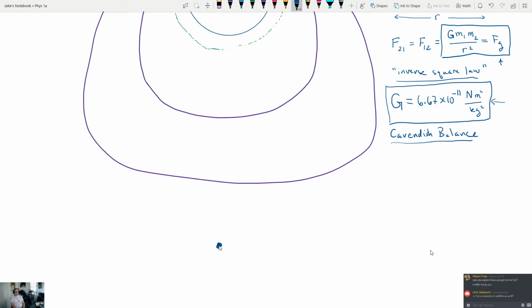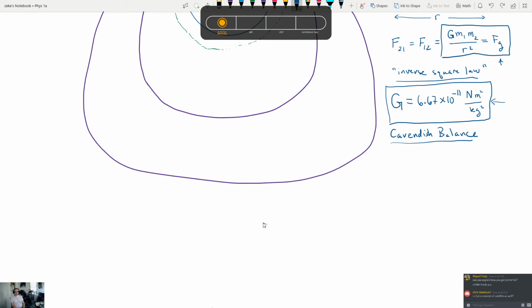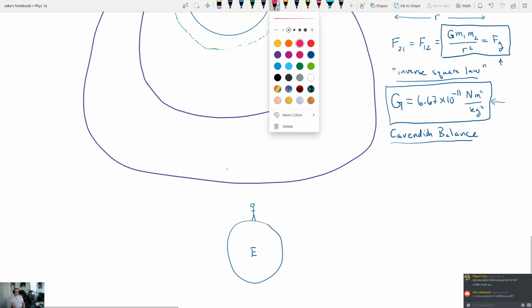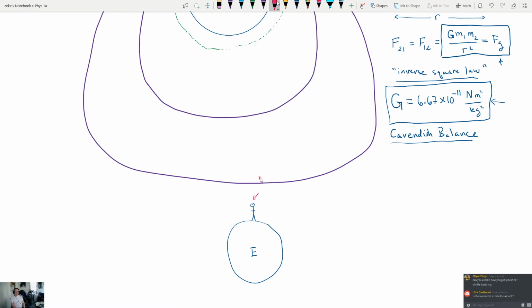So here's the Earth. Wait, I need a bigger thing for the Earth. So here's the Earth, right? And I'm a person standing on the Earth. And I'd like to be able to calculate what my weight is sitting on the Earth, right? So let's use Newton's law of gravity to figure this out. Let's say that this person has a mass of 100 kilograms. It's a pretty big mass, but whatever. A mass of 100 kilograms, right?